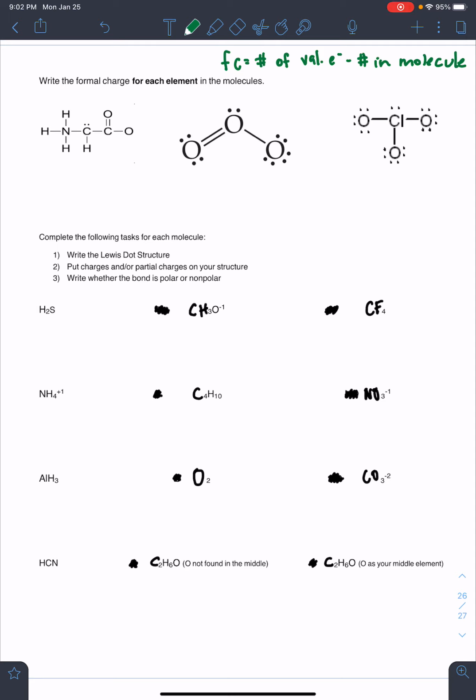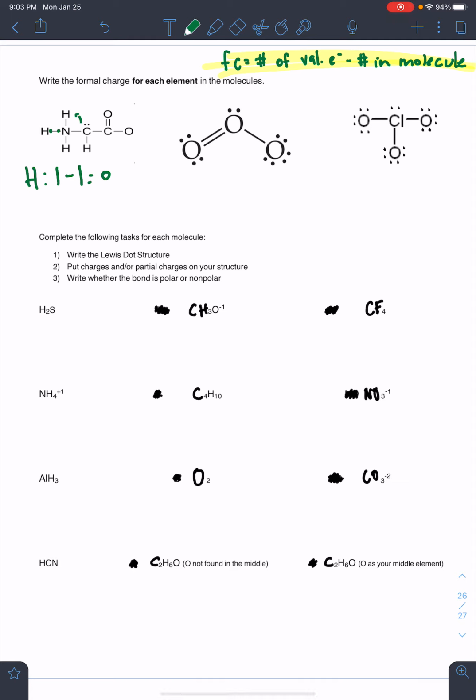The first one says write the formal charge for each element in the molecule. For all of these H's right here, if we look at our equation, which I wrote up here at the top, we're doing the number of valence electrons minus the number of valence electrons in the molecule. Each of those H's is only bonded to one thing, so we can do them all at the same time. Normally H has one valence electron, and we subtract the 1. If you remember, we talked about before that in these bonds there are 2 valence electrons, and H is only going to own one of those. Since it's sharing, we only include one. So it does 1 minus 1 to get 0. So H does not have a charge on it.